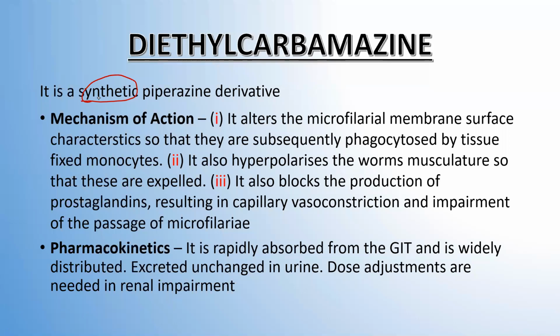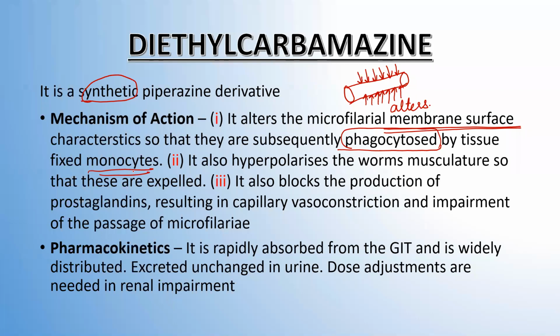So if you imagine this to be a parasite, it basically acts on the surface of the parasites. And when it acts on the surface of the parasites, it alters the membrane surface. And when it alters the membrane surface, certain modifications are done on this surface that expose it to the immune system of the body, and subsequently phagocytosis of the parasite is by the monocytes.